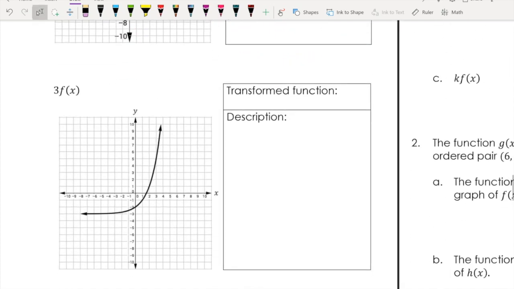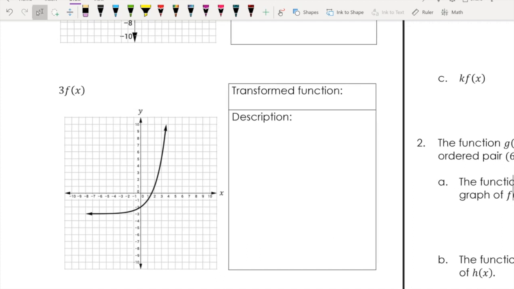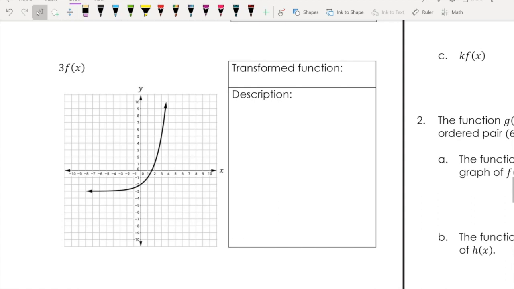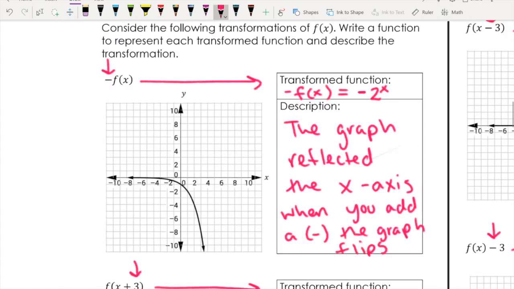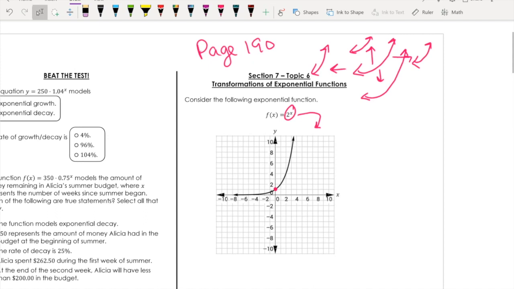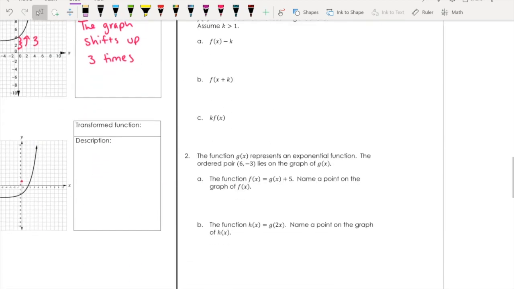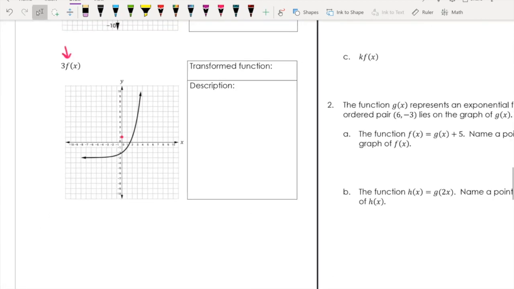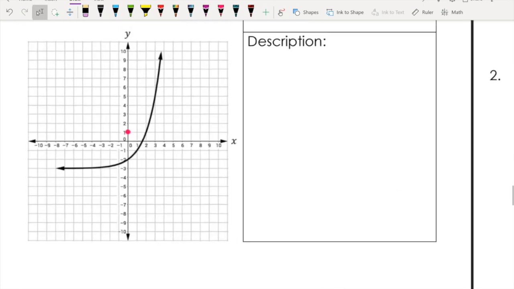Now, let's look at the next one right here. Next one is 3 times f of x. Okay, so 3 times the f of x. So this one, we're going to look at that 0 and 1. And we're going to see what happens. Well, it shifts down 2. But let's see what the original one looked like again. The original graph, you see how small that graph is? Okay, and look at this graph over here. Look at how much wider it is, and it's completely different.